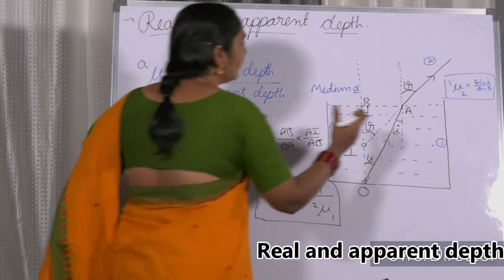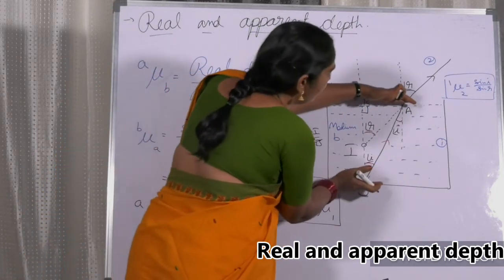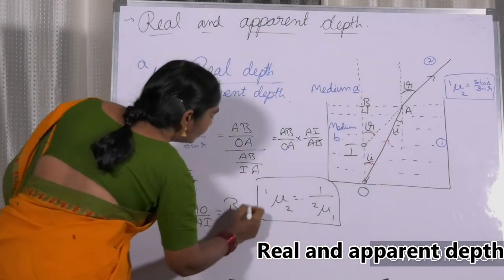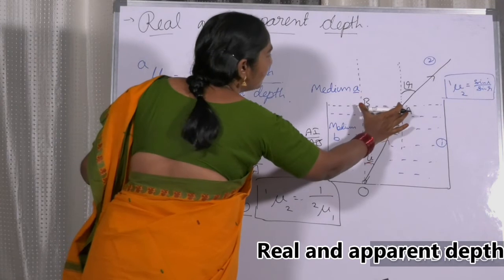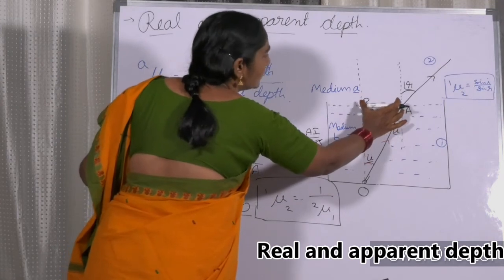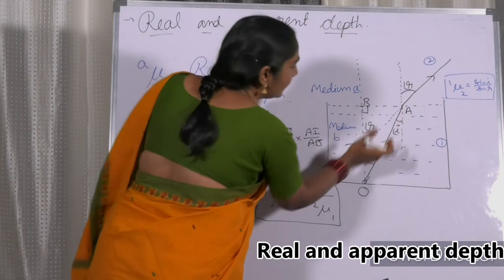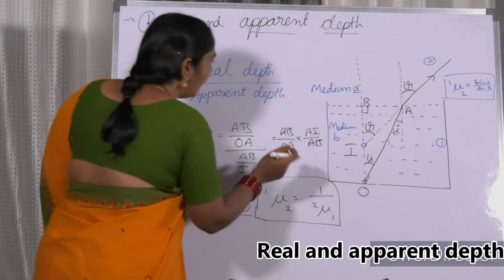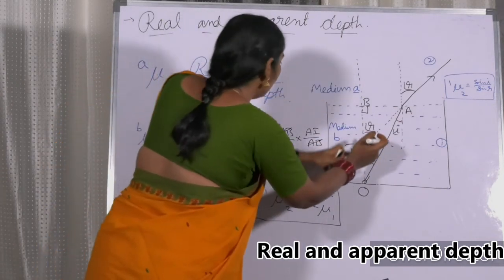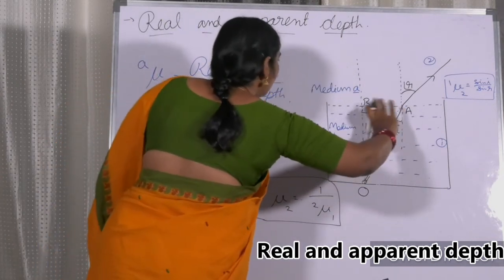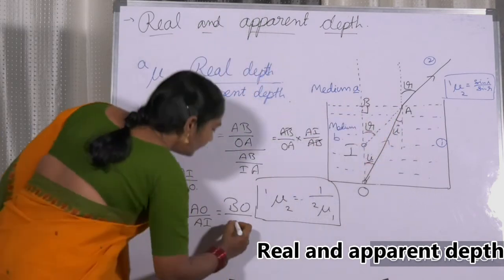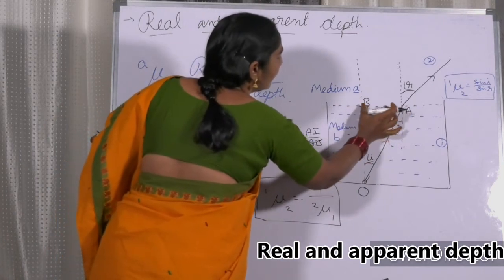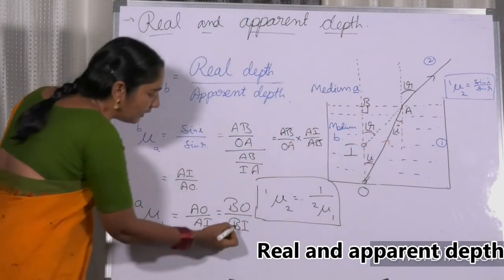Generally, this value is small. So AO can be taken as BO, because in practical situations this distance is negligible. That's the reason why AO can be made equal to OB. And in the second case, IA can be replaced by BI. In practice, this distance is negligible. This is very near, so that's the reason why we can write it like that.